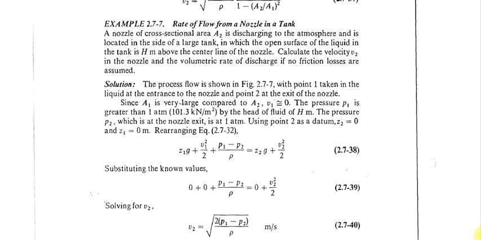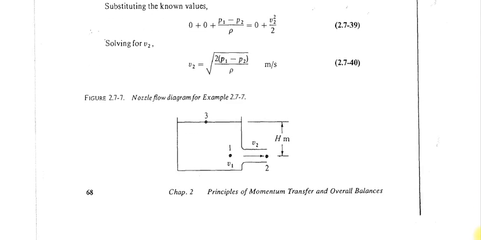Now the second example is rate of flow from a nozzle in a tank. So in this problem it is given that you have a large tank which is filled with a fluid like water, an incompressible fluid. Now there is a small outlet at the bottom of the tank and you have to calculate the velocity at the bottom of the tank.